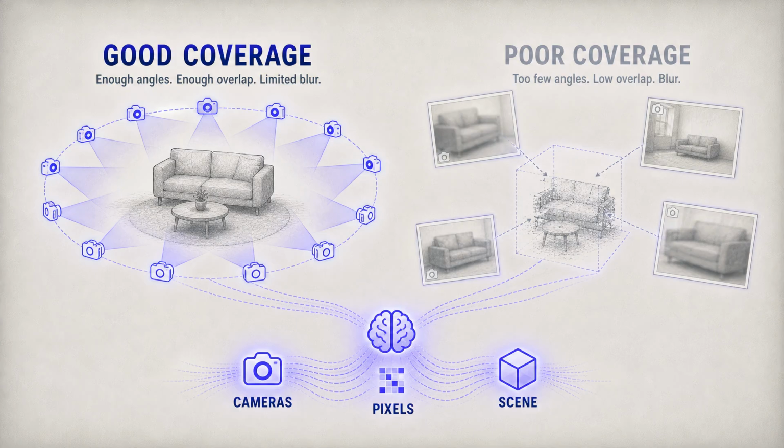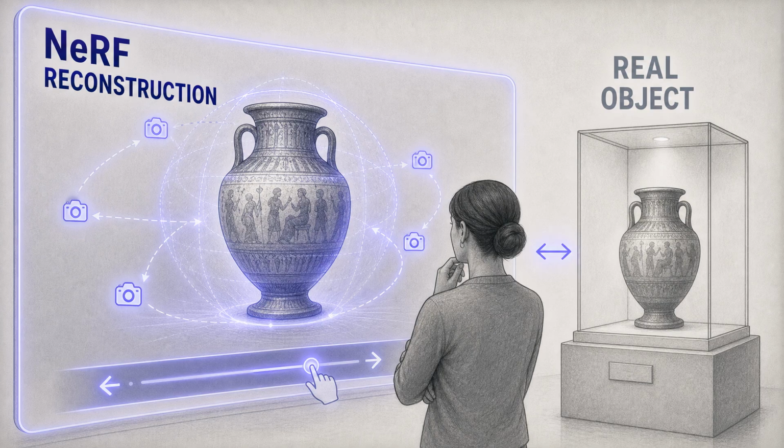Good reconstruction depends on good coverage. Photos should see the subject from enough angles, with enough overlap, and with limited blur. The model is not only learning from images, it is learning from the paths that connect cameras, pixels, and the scene. Picture a museum artifact photographed from every side. A NeRF-style reconstruction could let a viewer drift around it, inspect carvings, and see subtle lighting changes. This does not replace the real object, but it creates a richer digital window than a flat photo gallery.